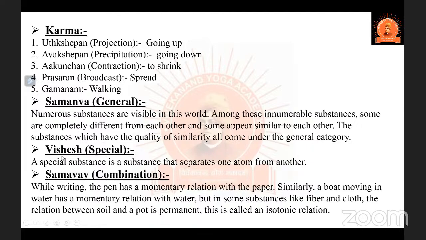And after that, some substances will be special substances. Vishesh is a special thing. Special substances are those that separate one atom from another. If you take a molecule, like H2O, water, it has atoms in it, right? Hydrogen and oxygen atoms, H2O. That is the formula, and that atom is completely different from the other atom. If you have some knowledge of chemistry, even though the structure is the same, their names or their behavior will be different.